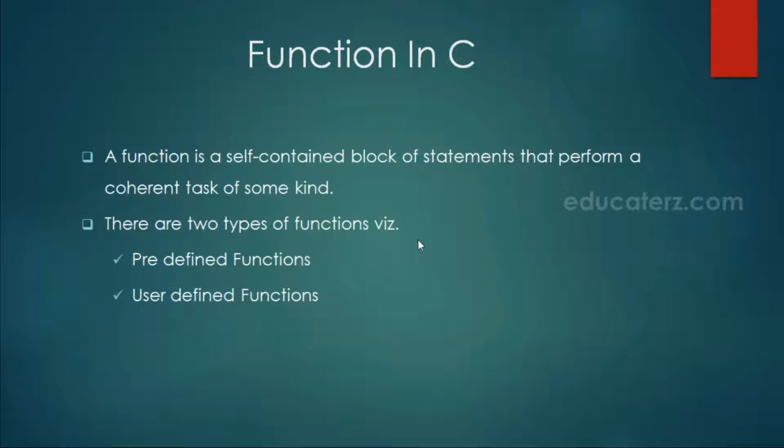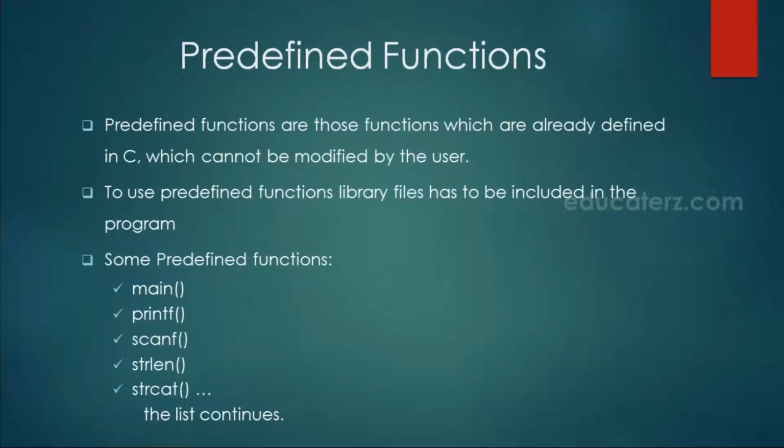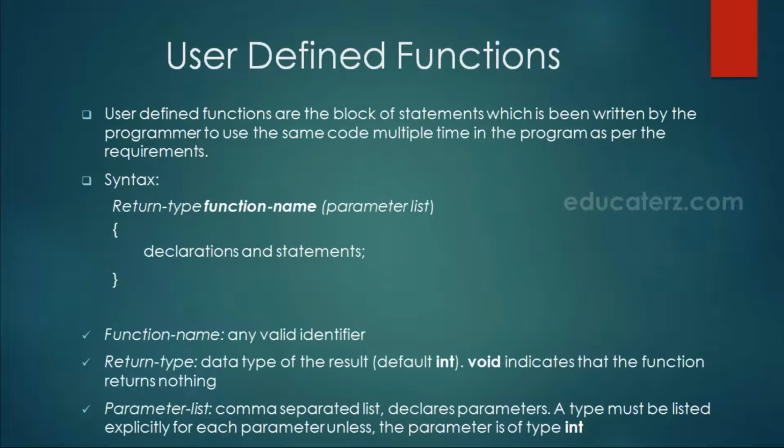Now there are two types of functions we have: predefined functions and user-defined functions. Predefined functions are the functions which are already defined in C. We cannot modify them, but we can use them by adding their libraries. Some of the functions are printf, scanf, and string functions like string concatenation, etc.